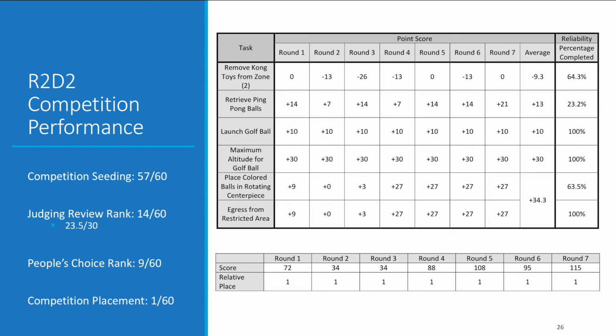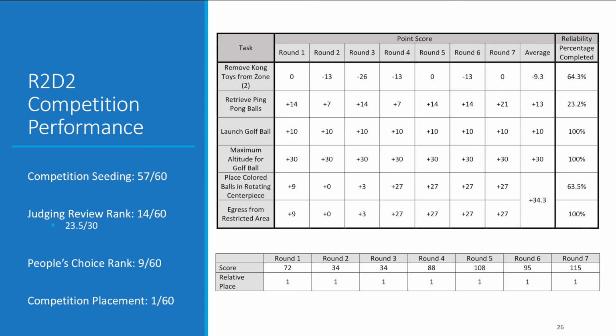In the qualifying competition, the prototype for the R2-D2 performed poorly and was seeded 57 out of 60 for the competition. This ended up being beneficial, however, as the prototype was then heavily modified before settling on the final design and machine. This final machine then went on to win every round in which it competed and placed first out of 60 in the competition.